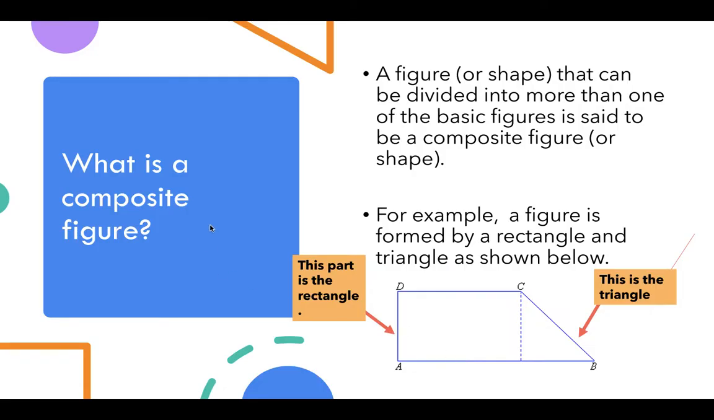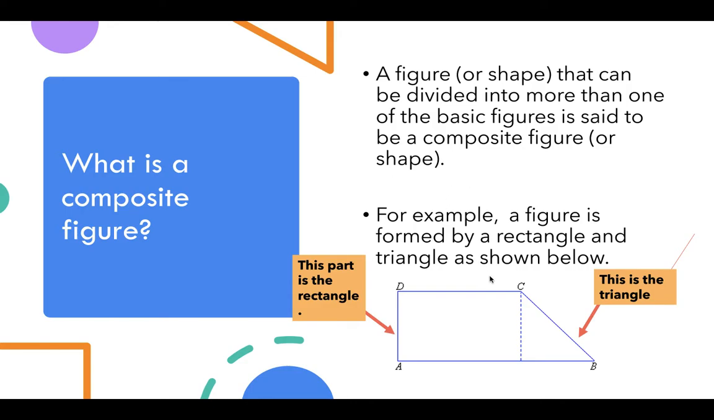Now, what is a composite figure? Well, a figure is really a fancy word for shape, and that can be divided into more than one of the basic figures. And if you can do that, then it is said to be a composite figure or shape.